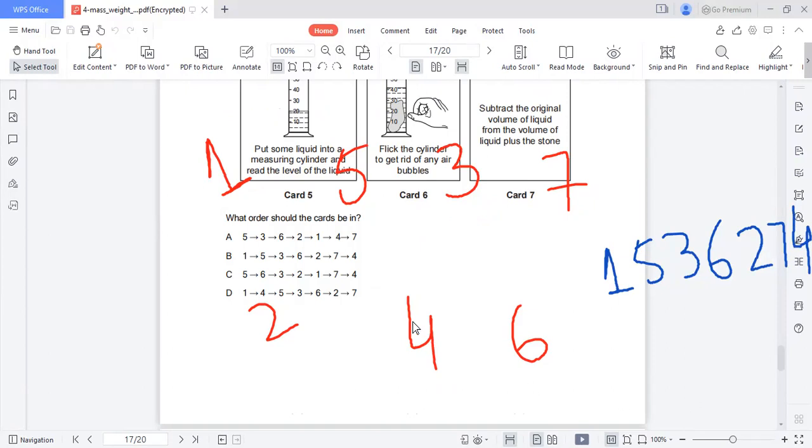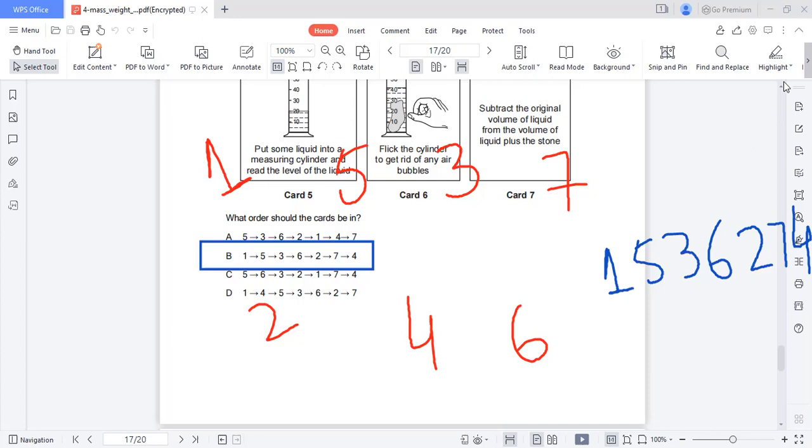Okay, now let's match. 1, 5, 3, 6, 2, 7, 4. Okay, this is our correct option. Now let's move to the question and see why.